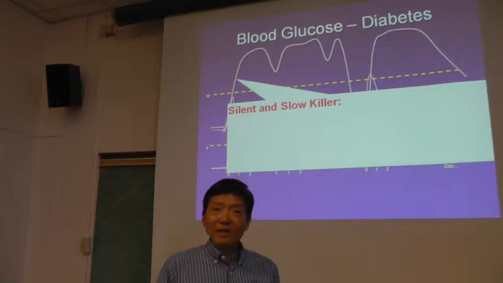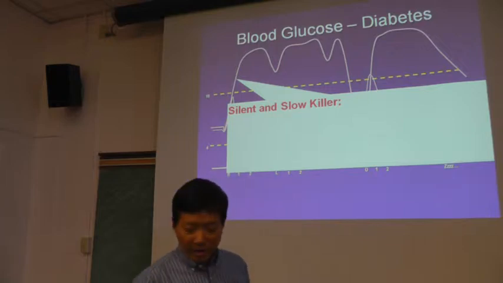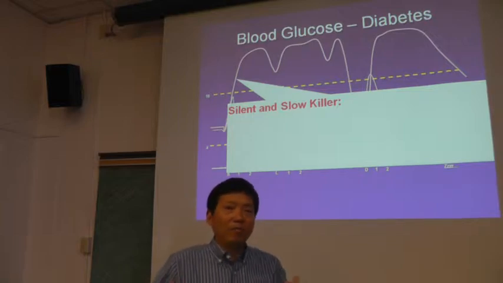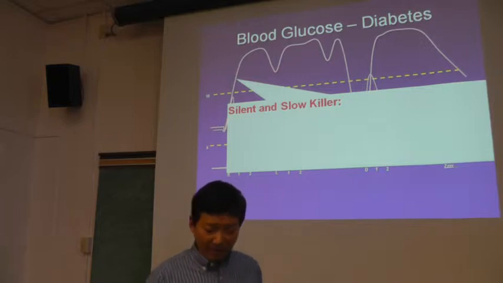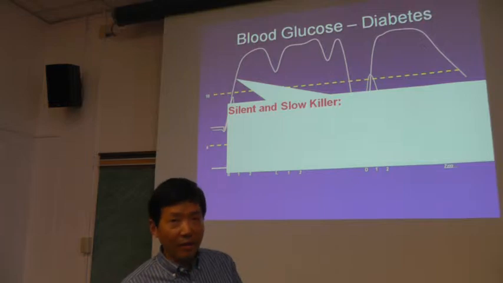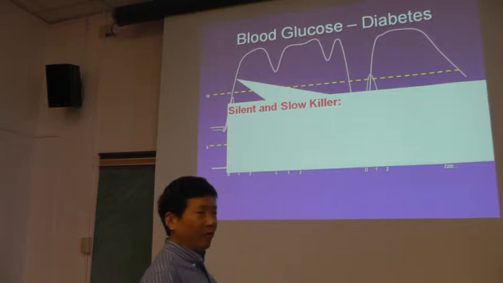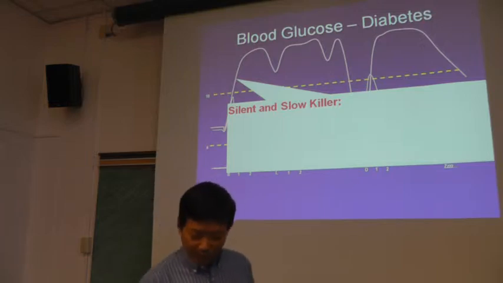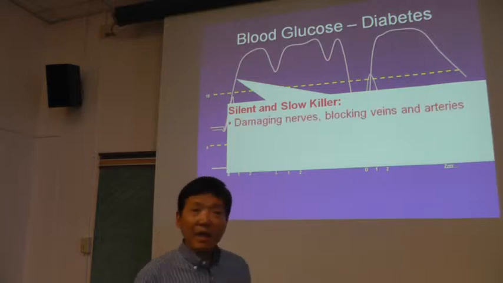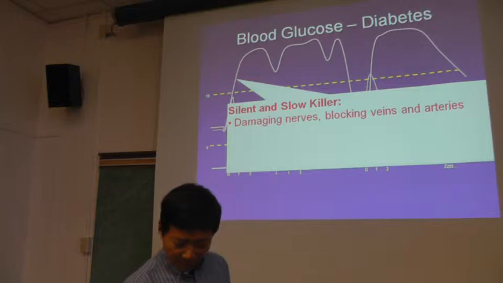Diabetes is a silent and slow killer. It is silent because people usually don't have any symptoms. People don't know about it. Maybe sometimes you feel thirsty, but otherwise you don't feel anything. But it's a slow killer because over the months and years, it will have very serious complications. Over the years, it will damage your nerve endings, block your veins, etc.